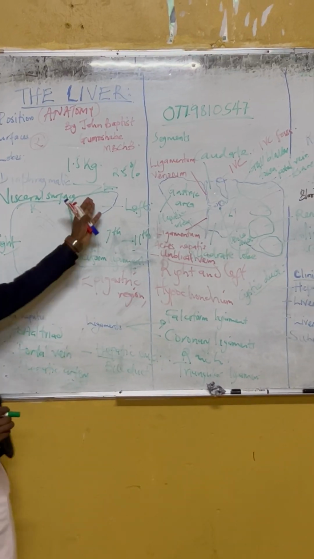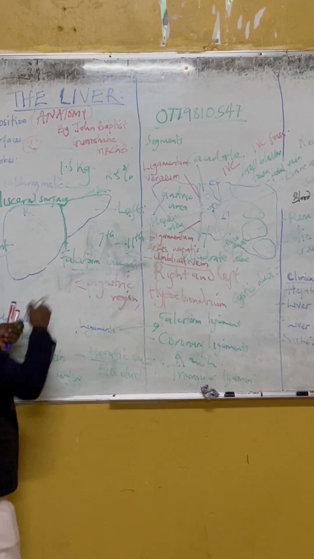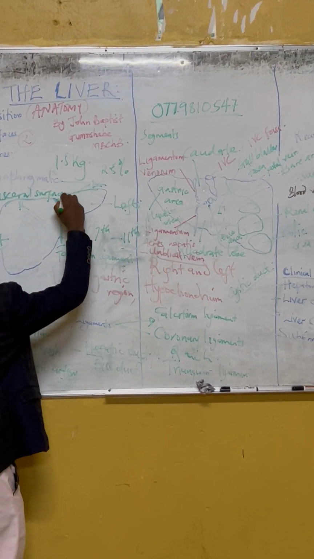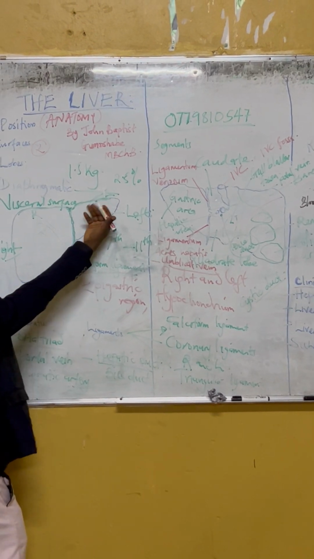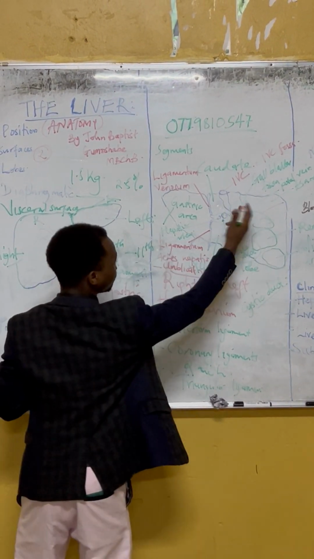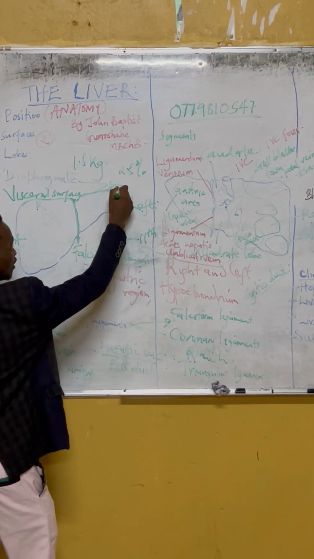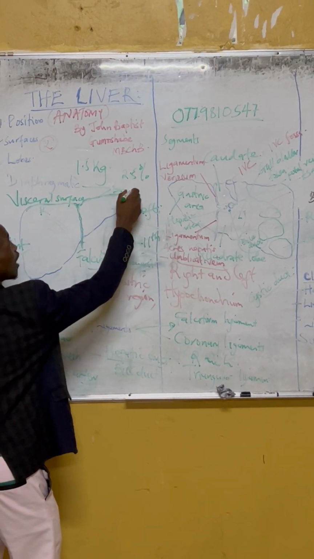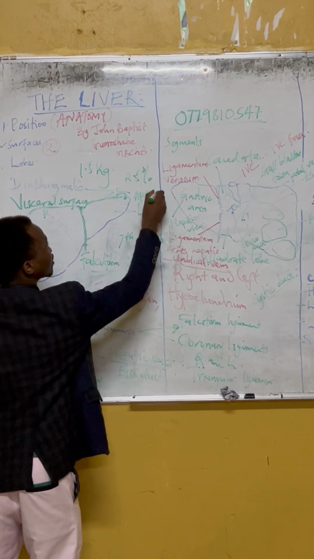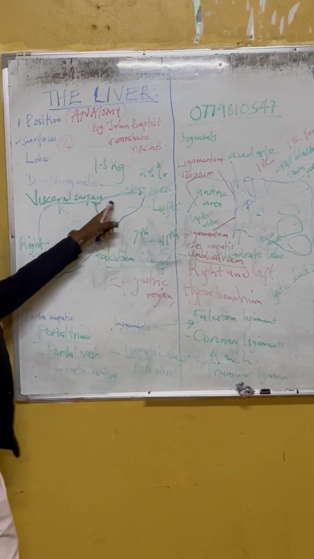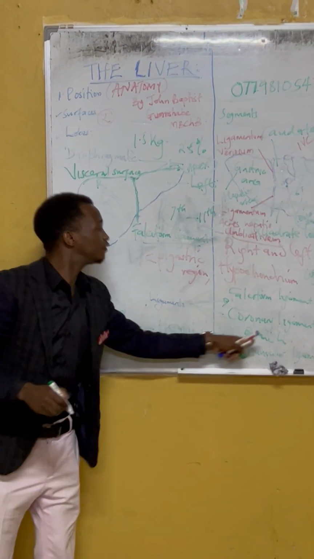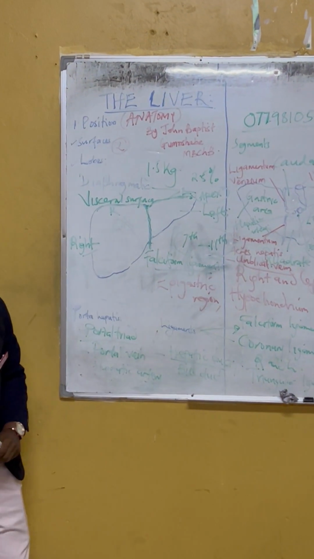It means in the left part, the anterior coronary ligament comes from this side. Then the posterior coronary ligament also originates from here. Then they combine at this apex. This is what we call the apex of the liver. They combine at the apex and form the left triangular ligament.